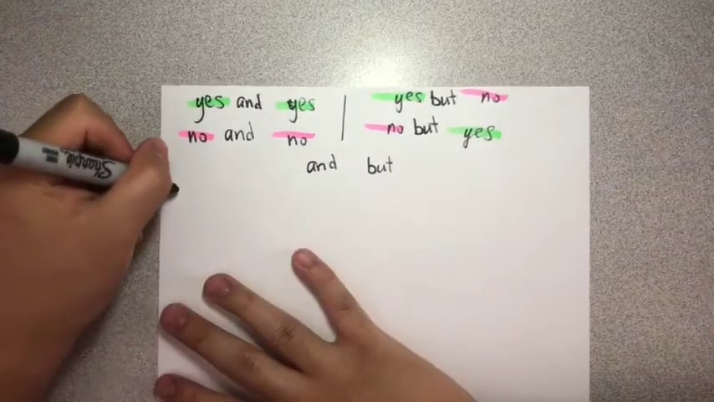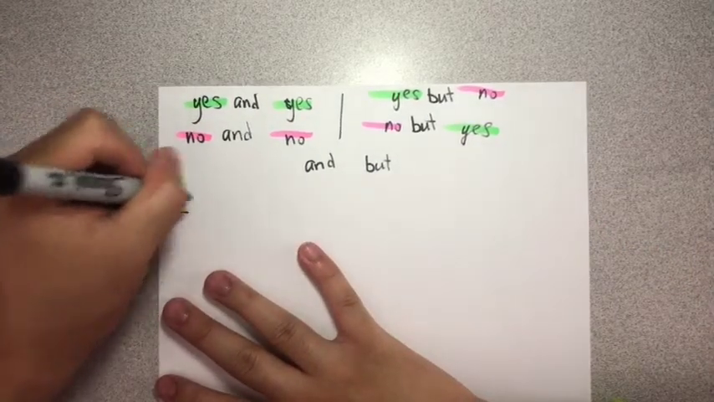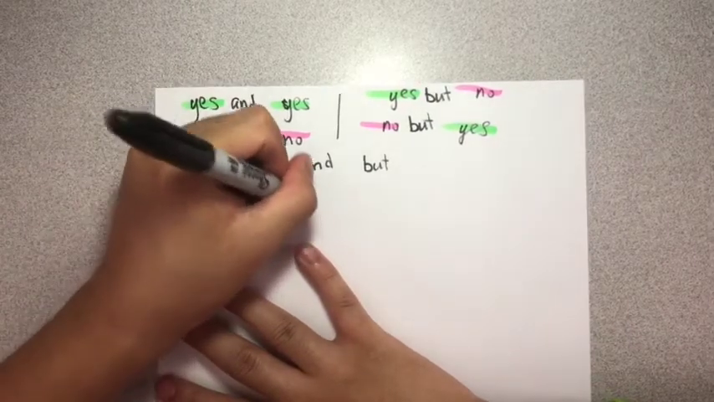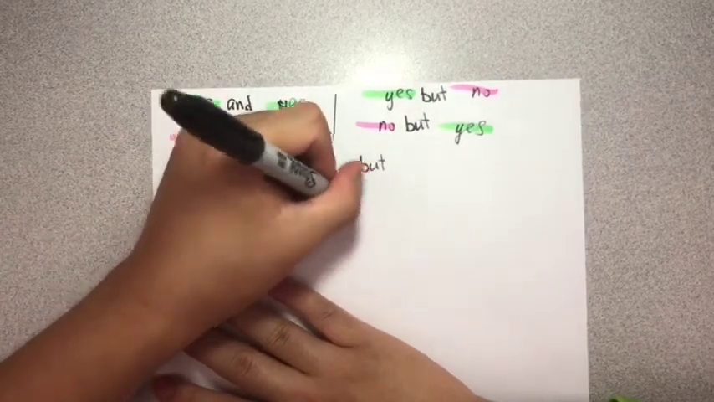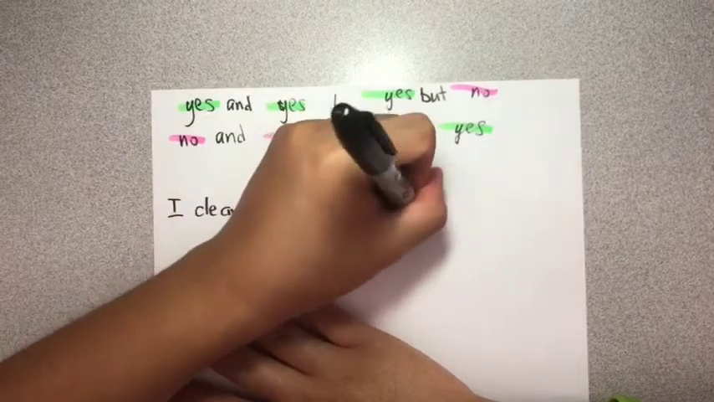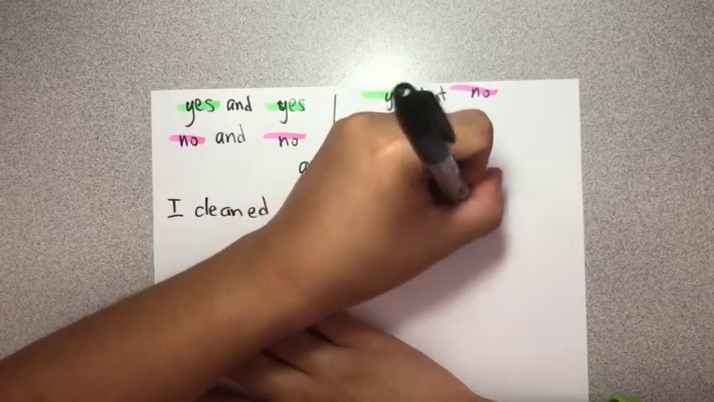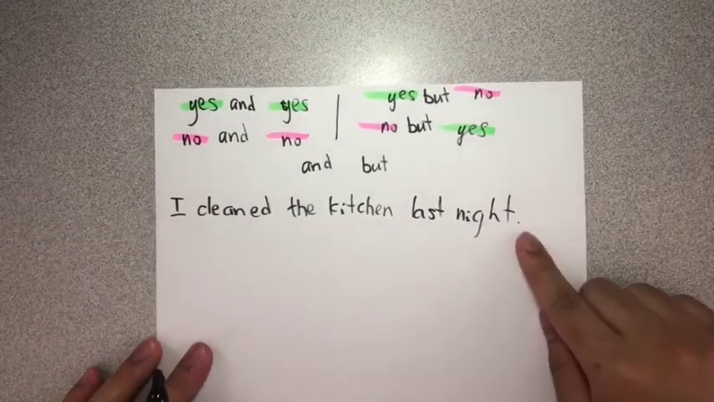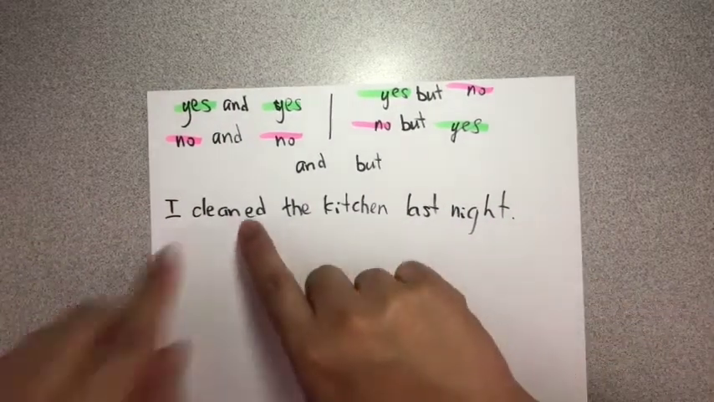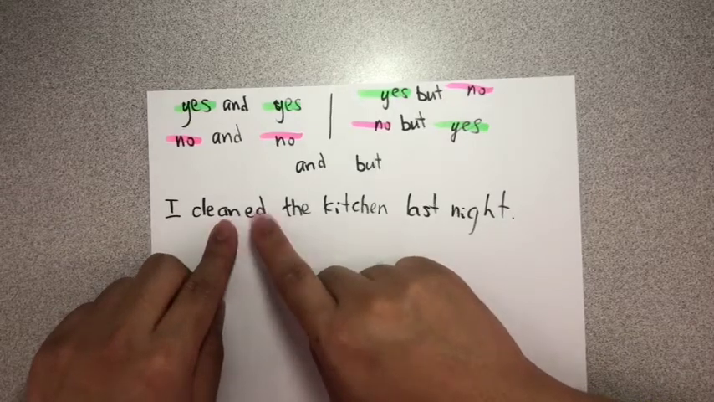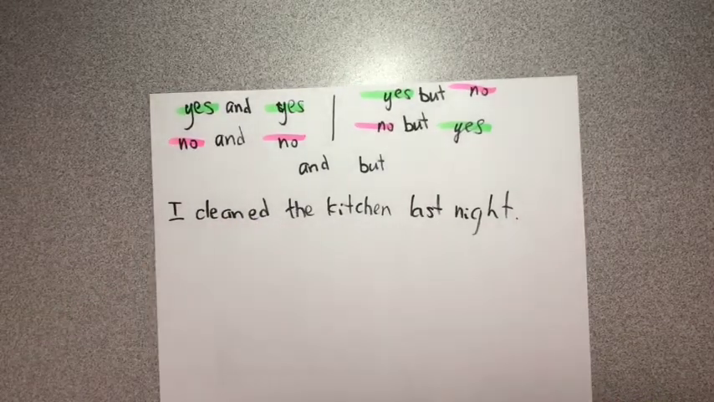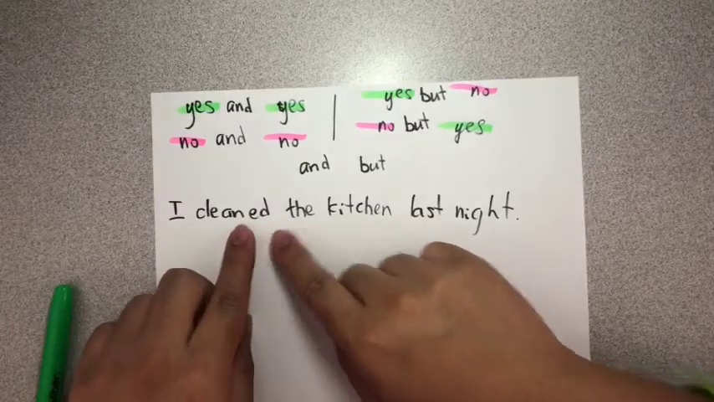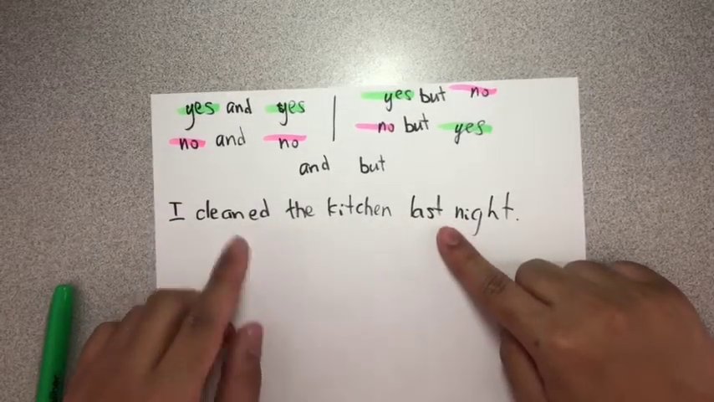So if I write a sentence like, I cleaned the kitchen last night. I cleaned the kitchen last night. The word cleaned is in the past tense because it is the first verb. And we know it's in the past because I'm talking about last night.